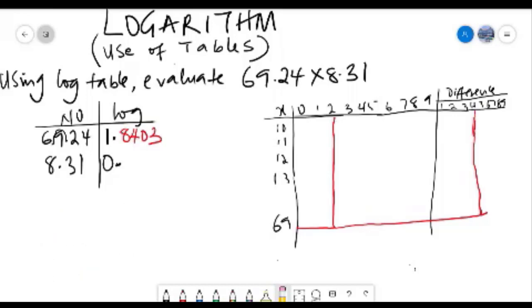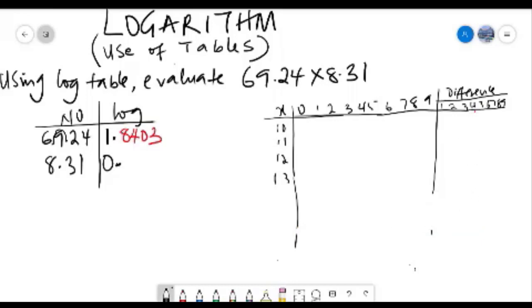Let's try this for the second number. While you're trying it on your own, I will also try to get it. Now for my second number, I have 831 as the number I'm considering.